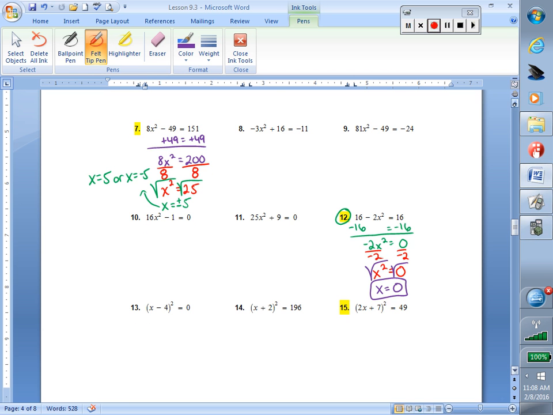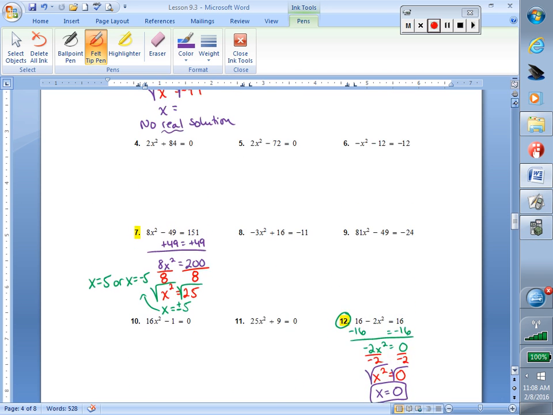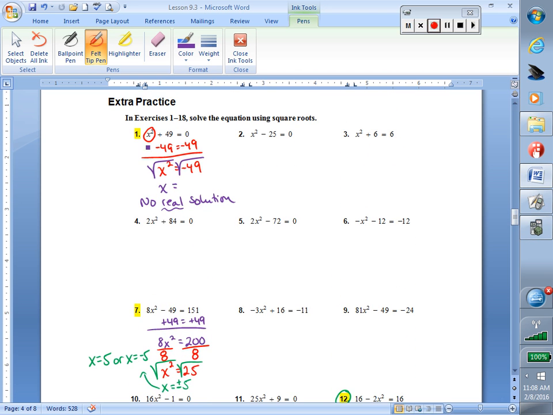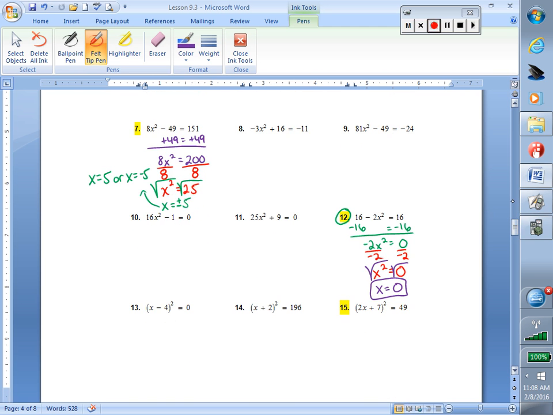So on this page, what we've seen so far: question 1, we had no real solution because we can't take the square root of a negative. Number 7, we took the square root of a positive number, so we had two solutions, positive and negative 5. And then in number 12, we ended up taking the square root of 0, so we just had one solution, which was 0. So we've seen all three different cases now.